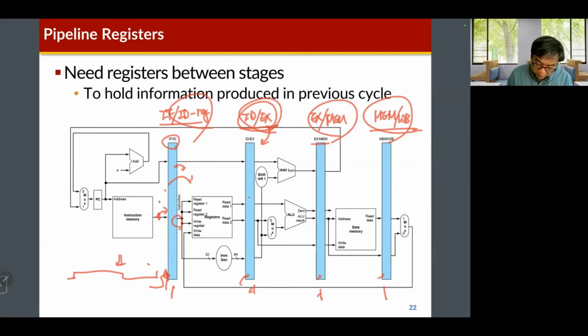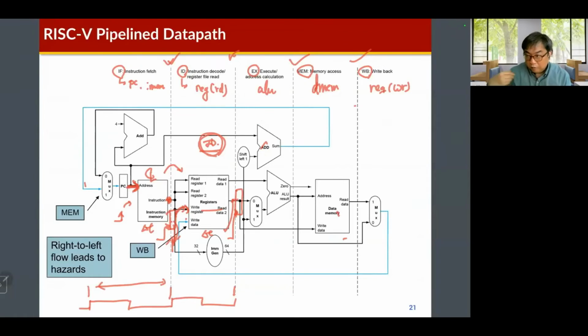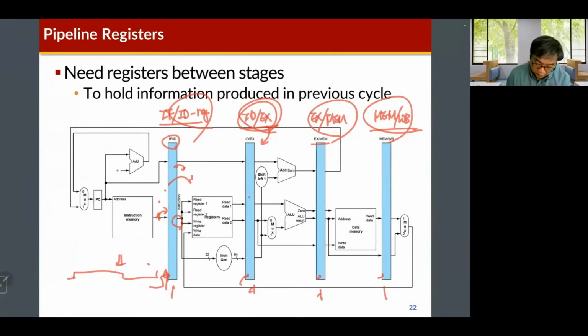In the single cycle processor, we need to complete all required steps within a single clock cycle, right? So we need to complete the required steps within the clock period. In the pipelined processor, we can just complete one operation of one stage within one clock period.